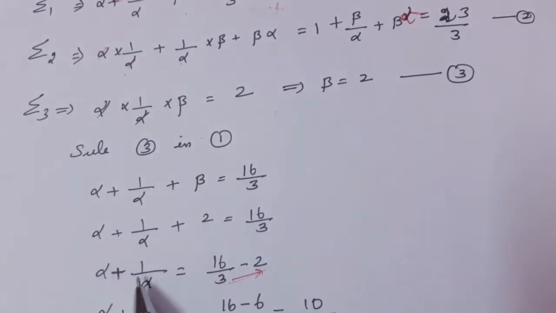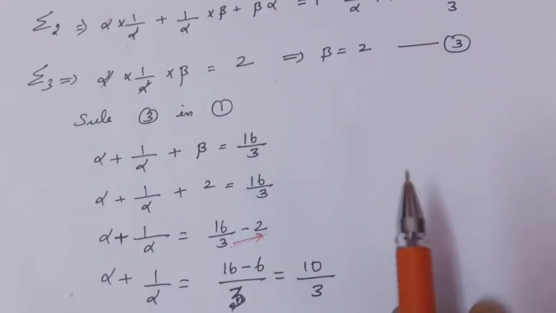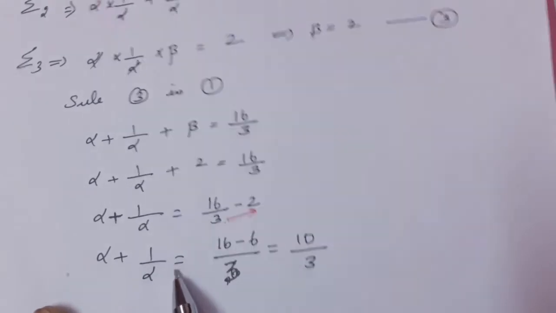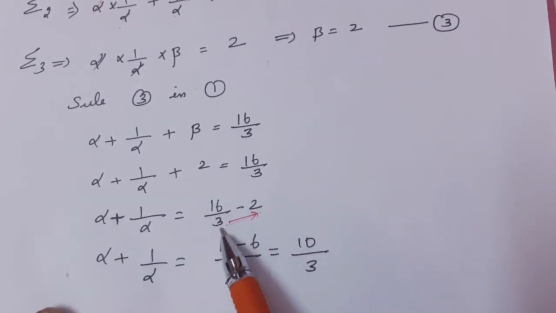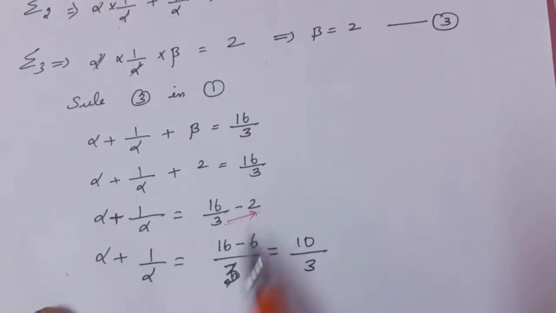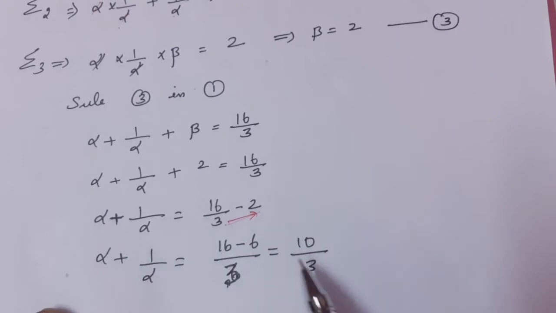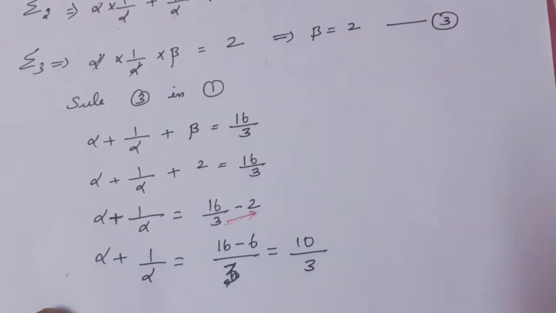Now alpha plus 1 by alpha equal to 16 by 3 minus 2. Now only calculation. For 16 by 3, take the LCM: 3 twos are 6. 16 minus 6 divided by 3 equal to 10 by 3. That is, alpha plus 1 by alpha equal to 10 by 3.